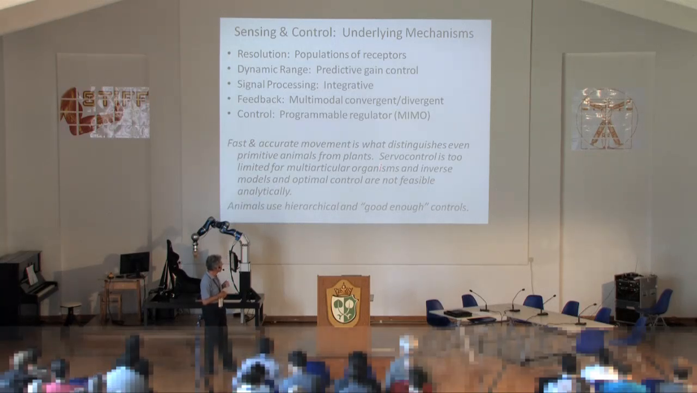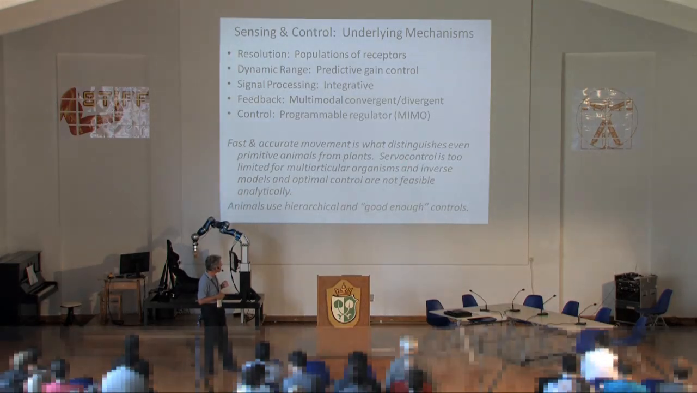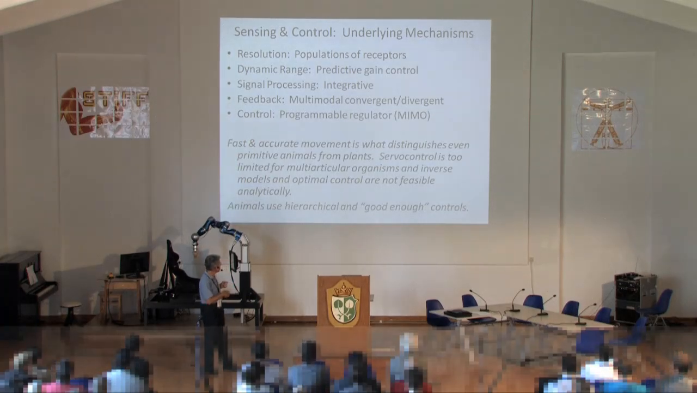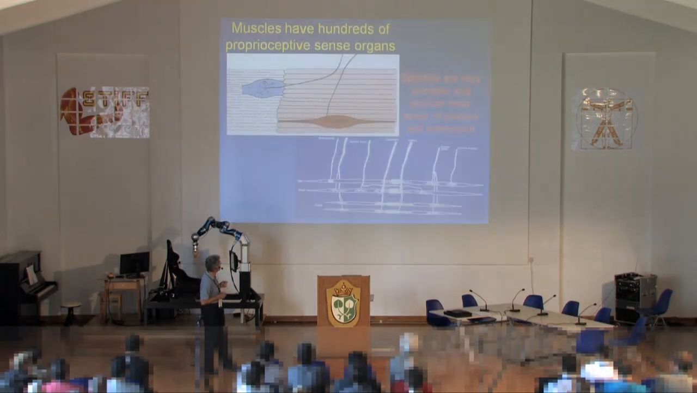might be. A lot of what you find in physiological textbooks is a warmed over version of 1950s servo control, which clearly isn't terribly useful for multi-articular organisms. And a lot of the optimal control and inverse models that are being used in robots, such as we heard about this morning, are probably not the sort of thing that the nervous system is geared up to compute. So we'll talk about maybe what is happening in there.